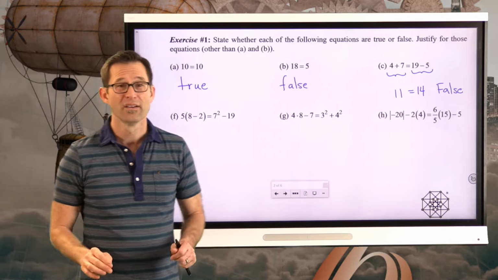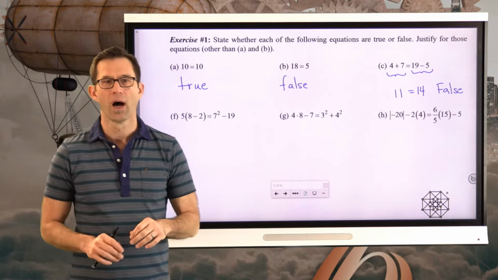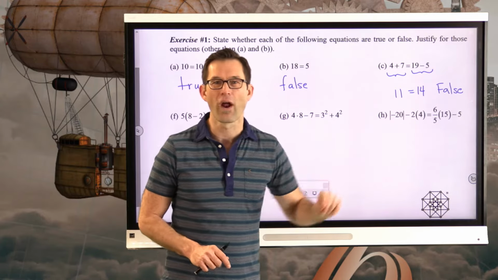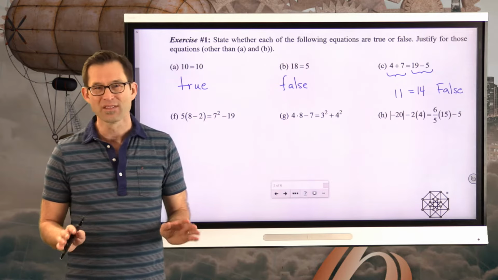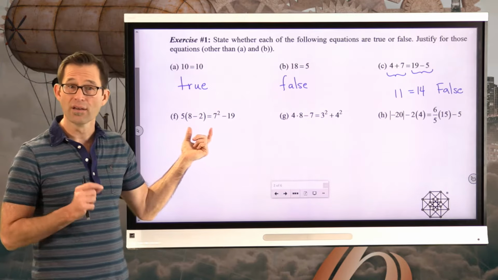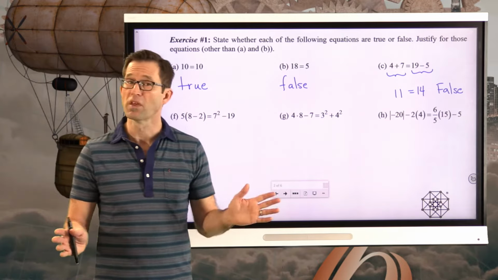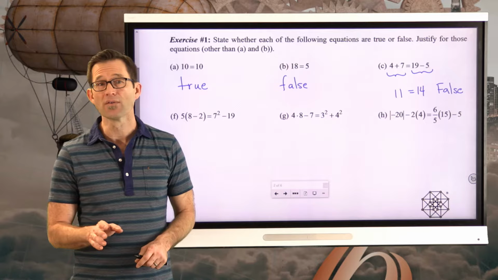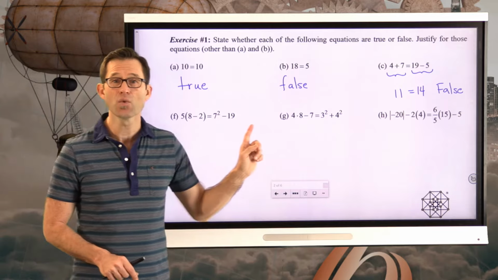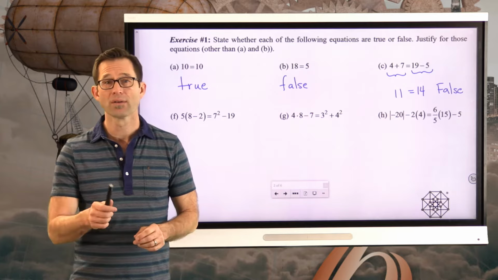As simple as that. Now, F, G, and H are more complicated. They have exponents in them, parentheses. We even have an absolute value and a fraction all in the same kind of statement. And yet, it still boils down to: does the value of the expression on this side equal the value of the expression on that side? If so, the equation is true. If not, the equation is false. So even though it involves some higher level math, I'd like you to pause the video now and see if each one of these equations is true or false. Pause the video now.